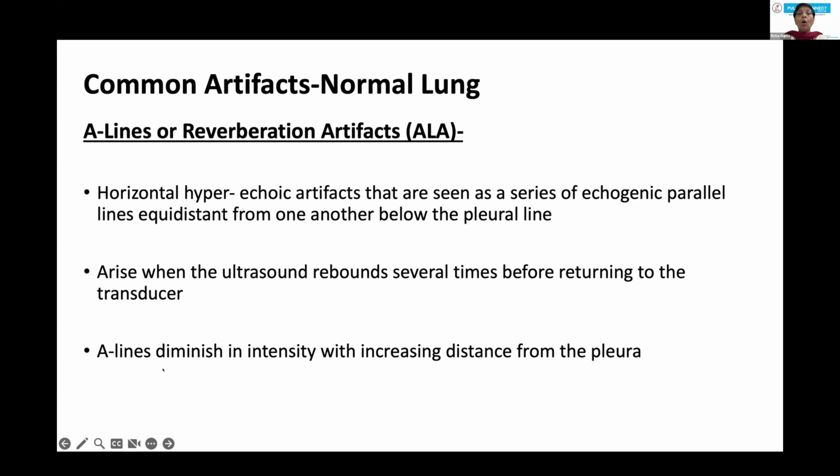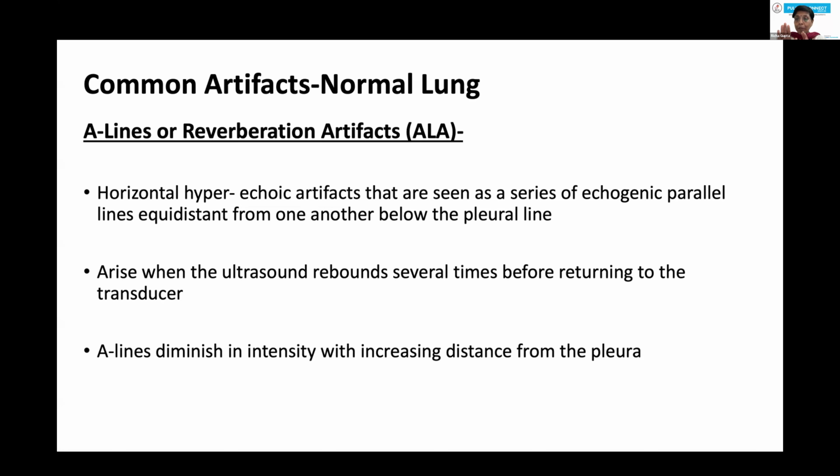The A lines are horizontal and hyperechoic. When I say hyperechoic in ultrasound, it means it is more towards whitish. I'll just take a second to explain this also. We have three terms we will use: anechoic, hypoechoic, and hyperechoic. And in pleura or lung, when we are doing this, we are comparing with the corresponding liver on the right side or spleen on the left side.